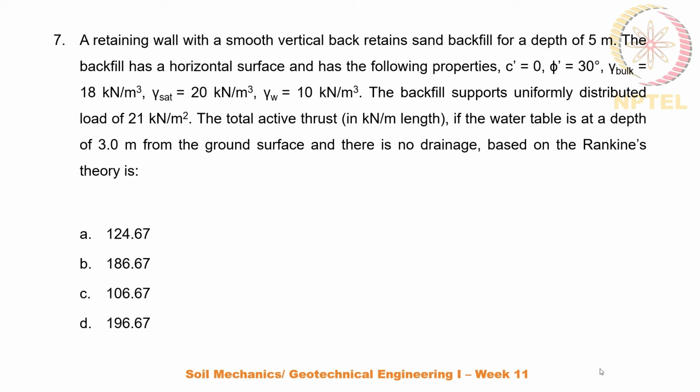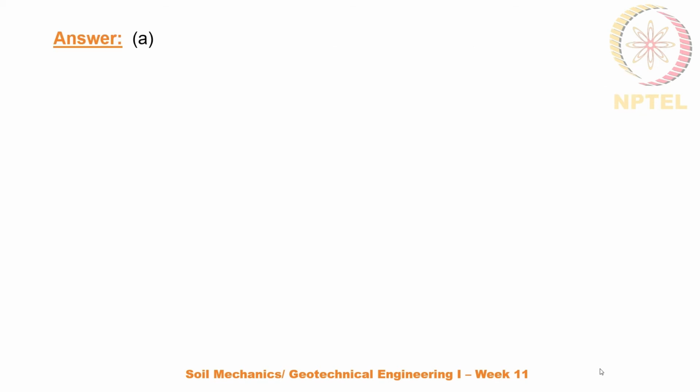Some values are missing. The main problem with these multiple choice questions is that all the possible answers, including the wrong ones, will be given. So that is one problem, because once we get an answer and if that is there in the options, there is more probability that we will select that without checking once again, right? Okay, so we'll see what is the correct answer. It is option A, that is 124.67, I guess.